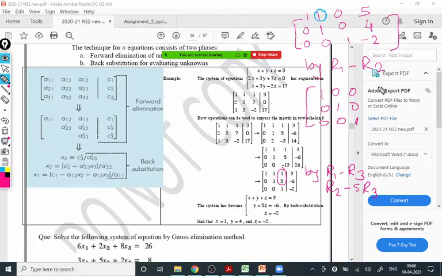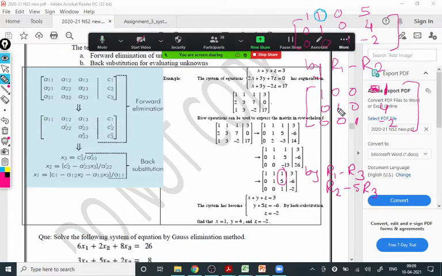But at the same time, this R1 minus R2 is applied on the right-hand side too. 5 minus 4, it is 1. Then 4 and minus 2. So that is about the RHS constants. And now if you write it in equation form, it is 1 into x plus 0 into y plus 0 into z equal to 1. So we get x equal to 1, y equal to 4, and z equal to minus 2. So you get directly the answer: x is 1, y is 4, z is minus 2.